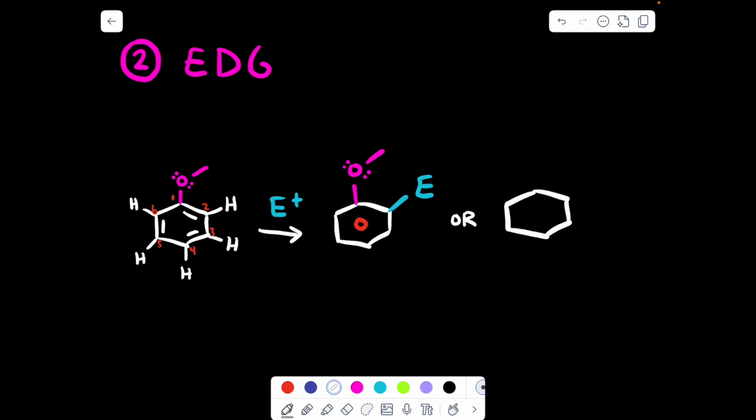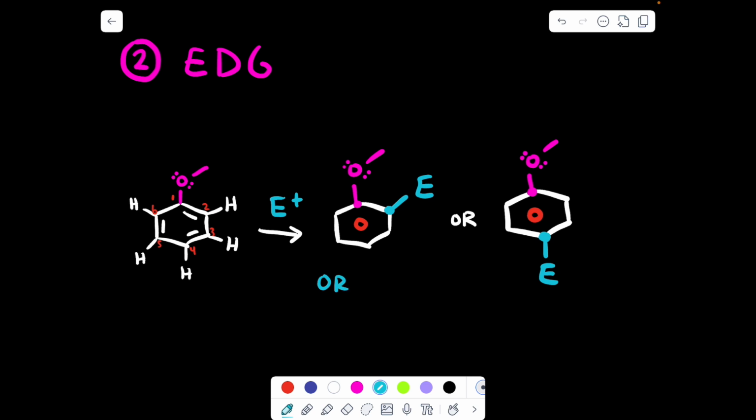And we are going to call these the ortho, which means right beside me, where I am the carbon with the electron donating group. So right beside me, this electrophile can add, or it can add across from me. So carbon number 4. If you label the benzene starting at the carbon with the electron donating group, the E would add to either carbon number 2 or 6, which is the ortho, or carbon number 4. That would be the para.